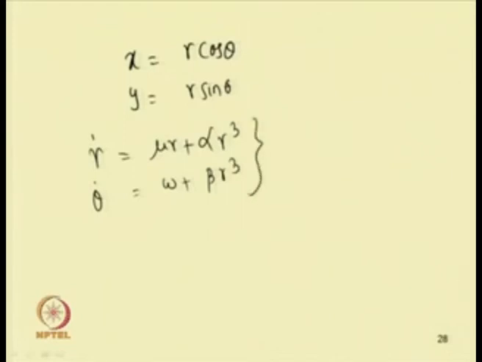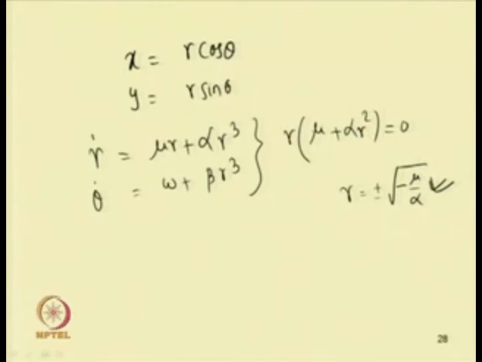So, in this case for the equilibrium position, r dot will be equal to 0 and theta dot will be equal to 0. By substituting r dot equal to 0, we have this equation. If I take r common, then r into mu plus alpha r square equal to 0. So, r equal to 0 is the trivial state, and another one is r square equal to minus mu by alpha, or r equal to plus minus root over minus mu by alpha. So, this is the non-trivial state and r equal to 0 is the trivial state.